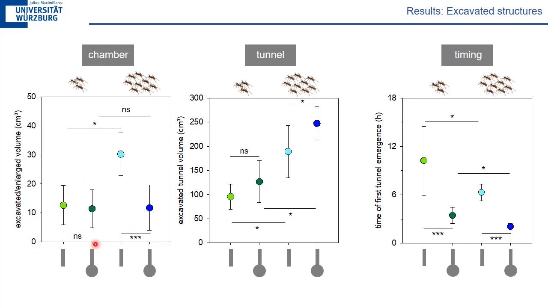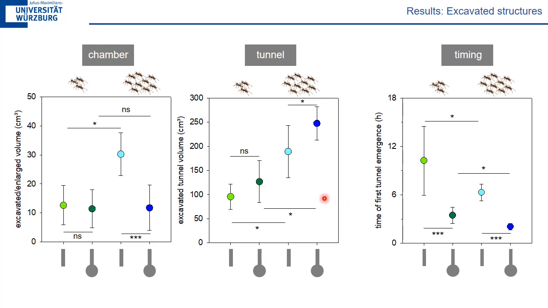for small groups, or when workers had more space available, as here in the ample space setup, only a small chamber volume was excavated. While at high ant aggregation here in the reduced space setup for large groups, they excavated a larger chamber volume. As for tunnel volume, in small groups, they excavated a comparable tunnel volume, while in large groups there's a marked difference between tunnel volume excavated.